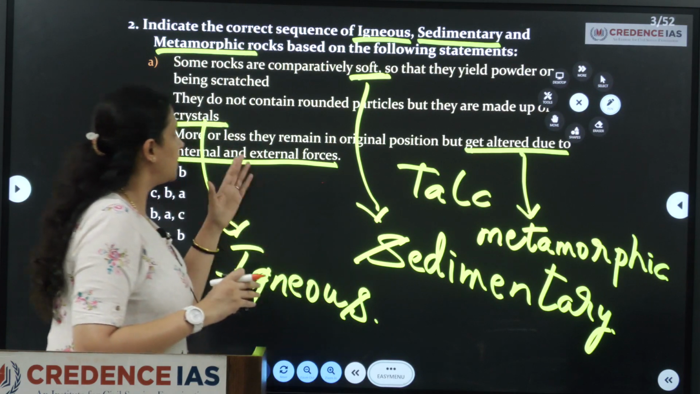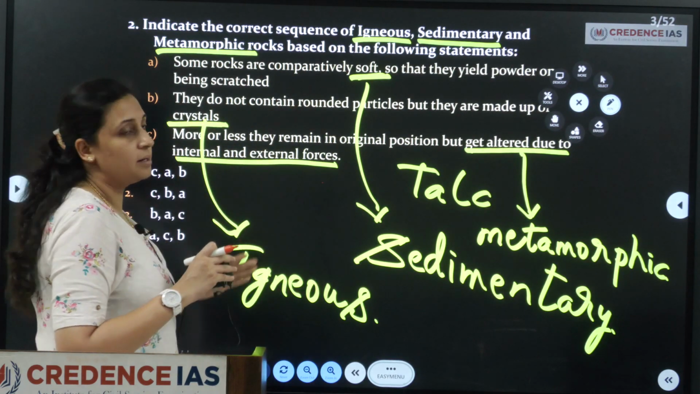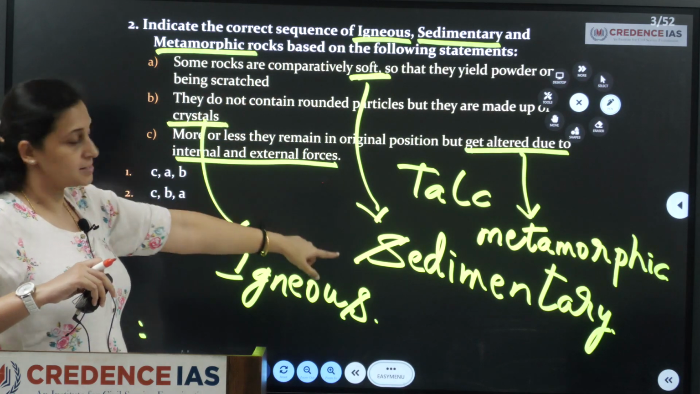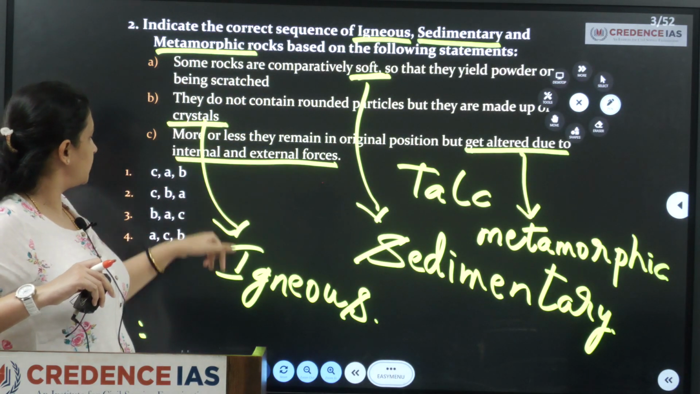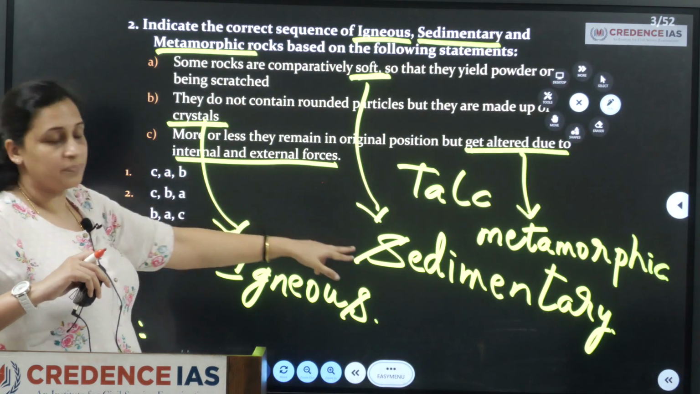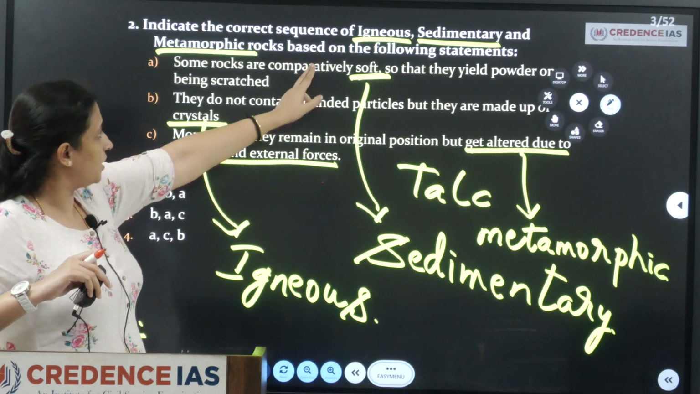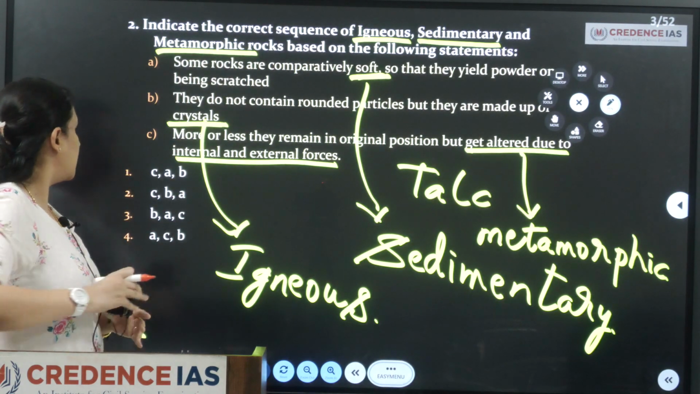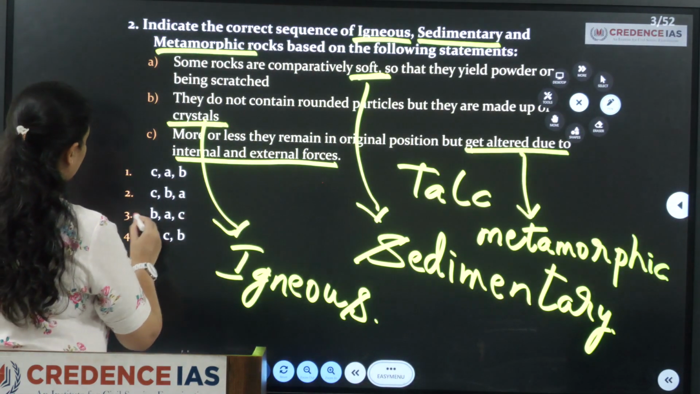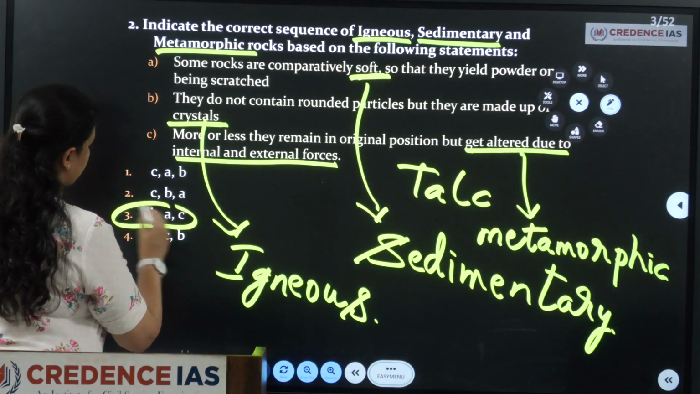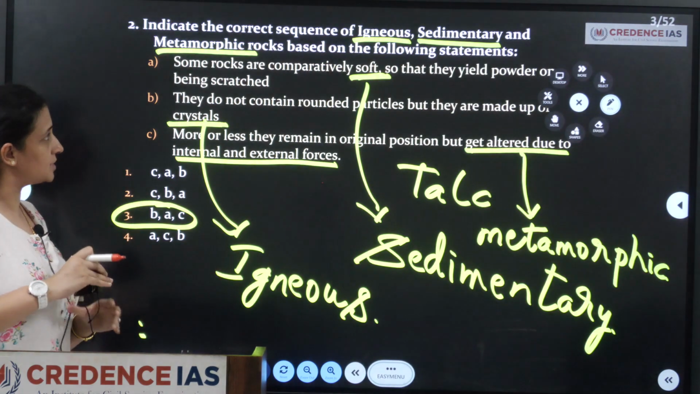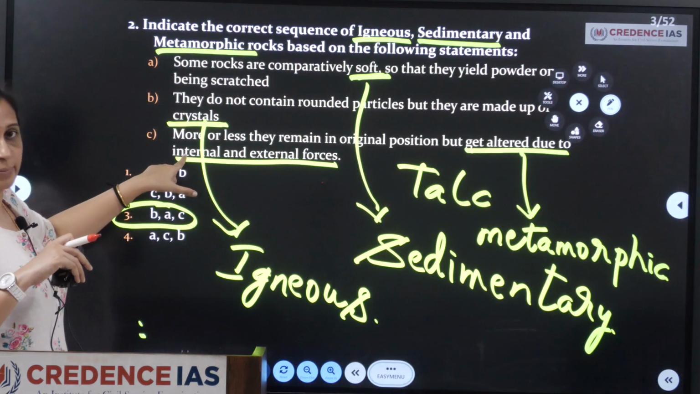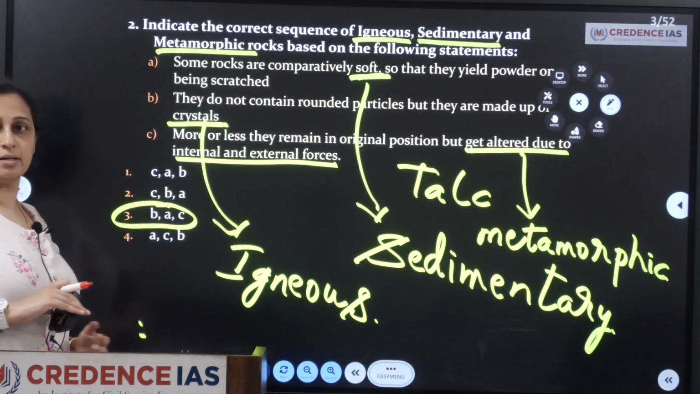So these are the three different types of rocks: igneous, sedimentary and metamorphic. Option A is sedimentary, option B is igneous, and option C is metamorphic. But now we have to arrange them in igneous, sedimentary and metamorphic order. So the answer will be the third option, that is B, A and C: this is igneous, this is sedimentary and this is metamorphic. So BAC is the correct answer.